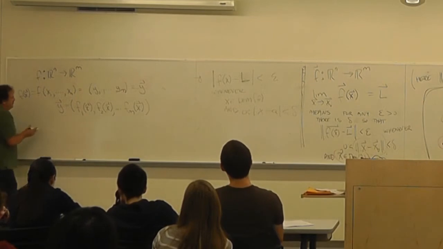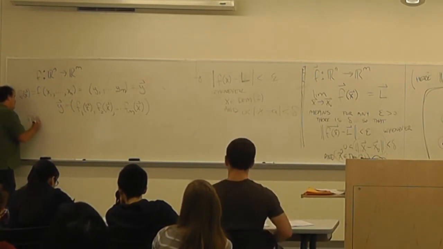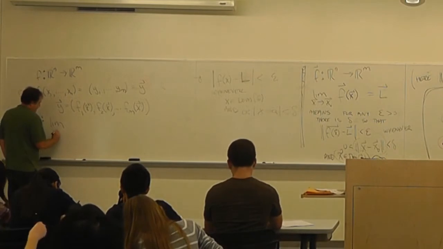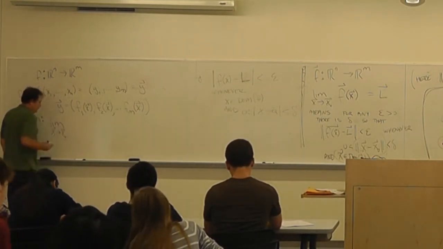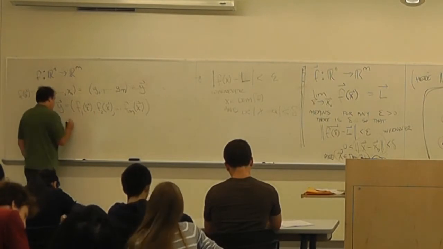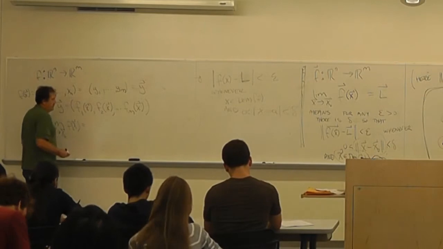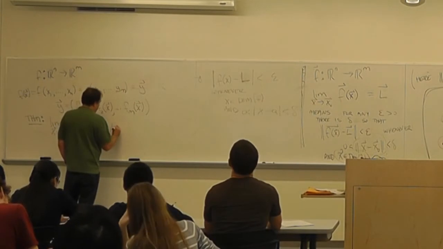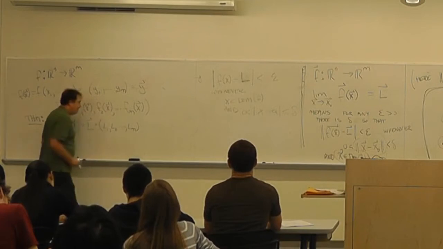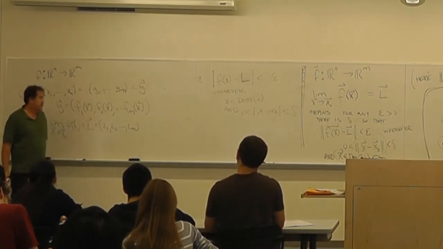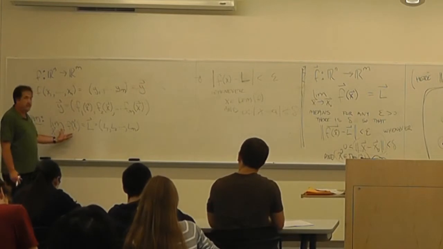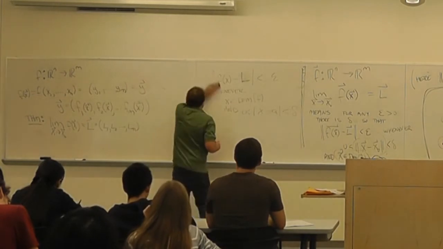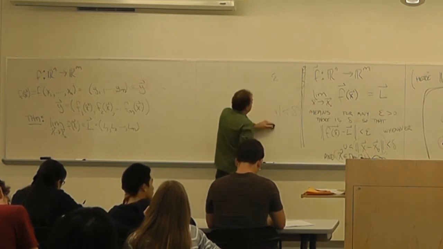And so it's not hard to show. So the limit as x vector goes to some x naught vector of f of x is some vector L, which is L1, L2, up to Lm. These are all now scalars. So the limit is something exactly when the limit of each of the coordinate functions is the coordinate bit.